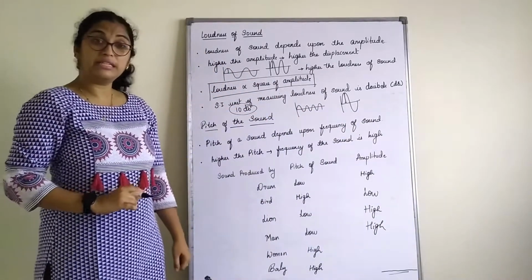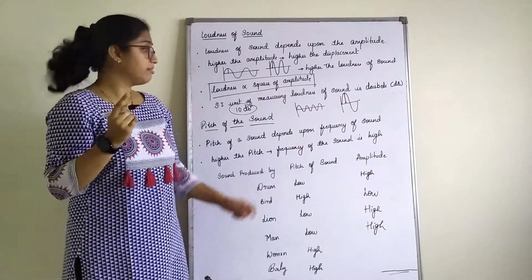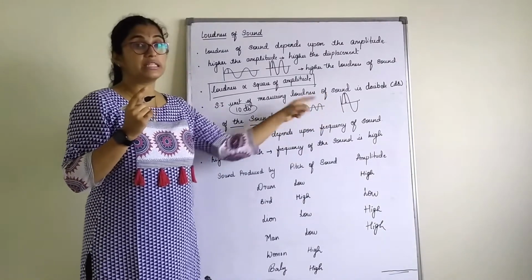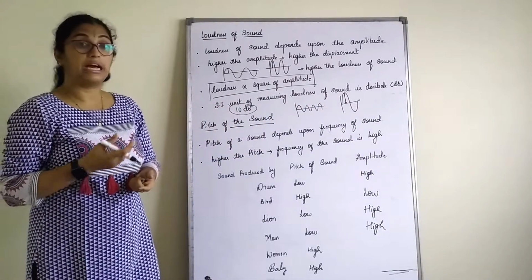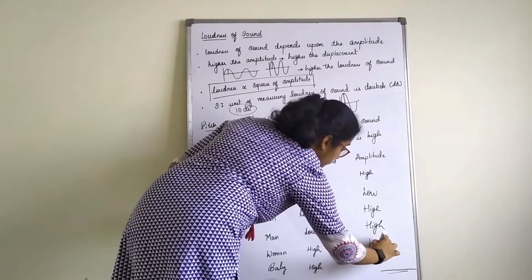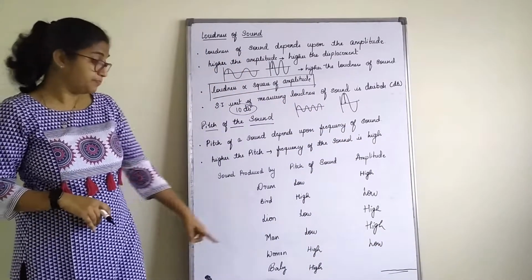Sound of a woman has a high pitch. If she has a high pitch, that means frequency is high. That means if frequency is high, what about the amplitude? Amplitude is low. Amplitude is nothing but we are talking about the loudness.